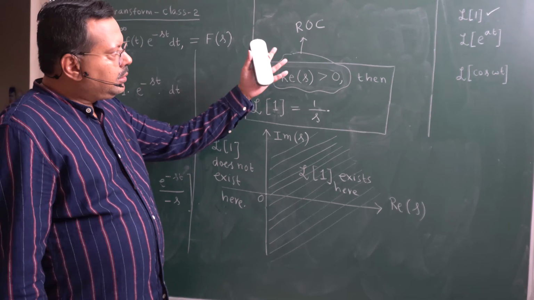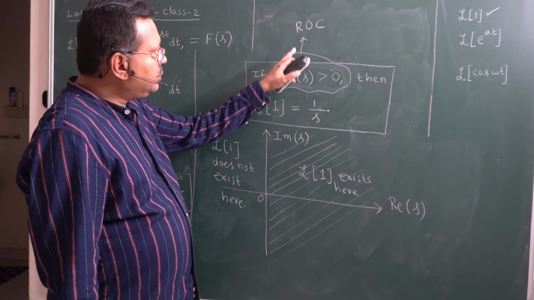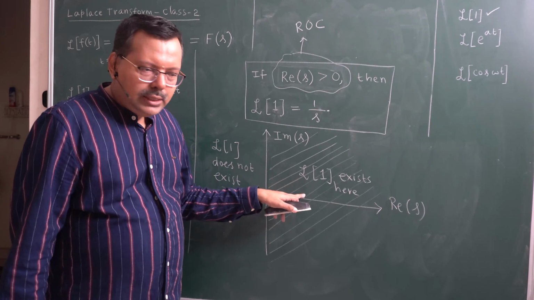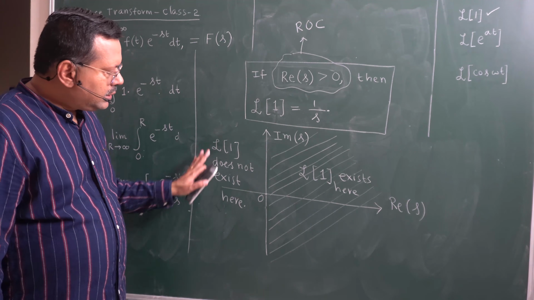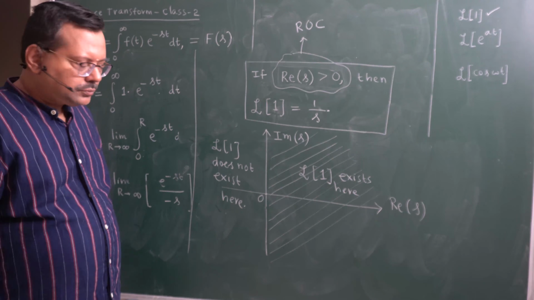So depending upon the problem, some portion will be the valid region. If the region of convergence is found, it has to be shown graphically, and the Laplace transform will exist in the shaded region. This quantity doesn't exist, the Laplace transform doesn't exist, in the unshaded region.